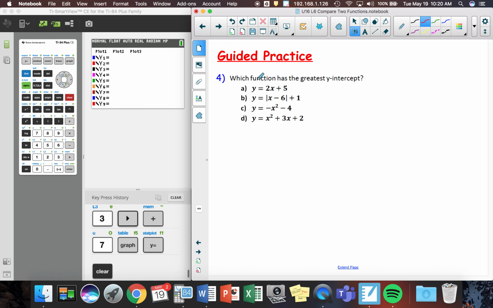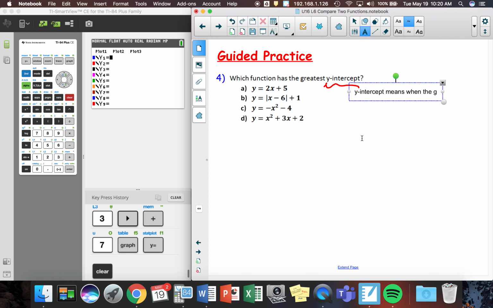Okay, so now this one says, which function has the greatest y-intercept? Now we want to see what y-intercept means, and I'll type it out so it's not as sloppy. So y-intercept means when the graph crosses the y-axis. Okay, and you guys learned this before when you did slope and y-intercept. So we want to see where it crosses the y-axis.